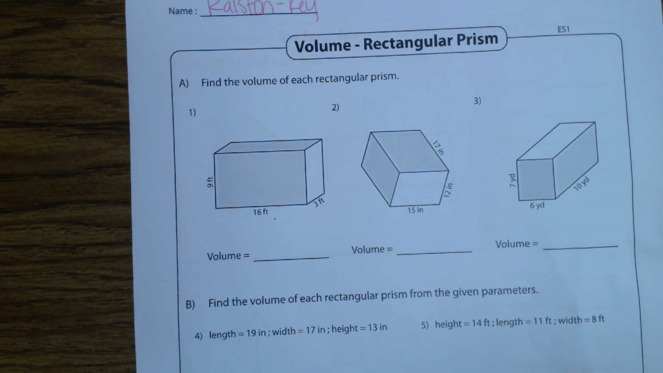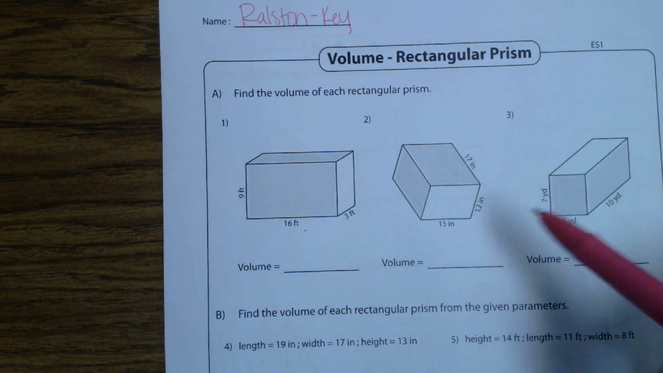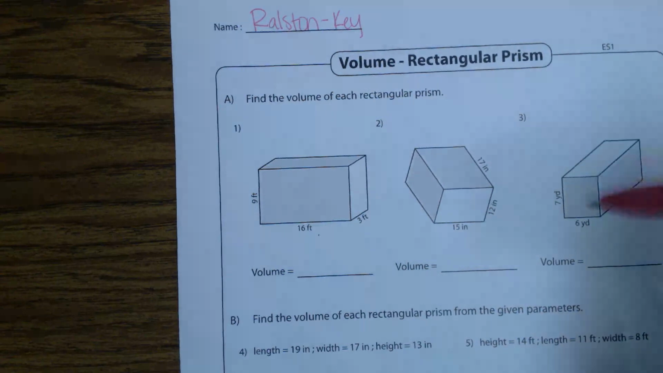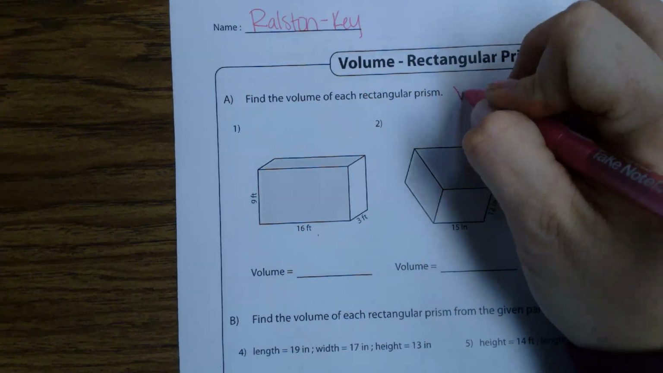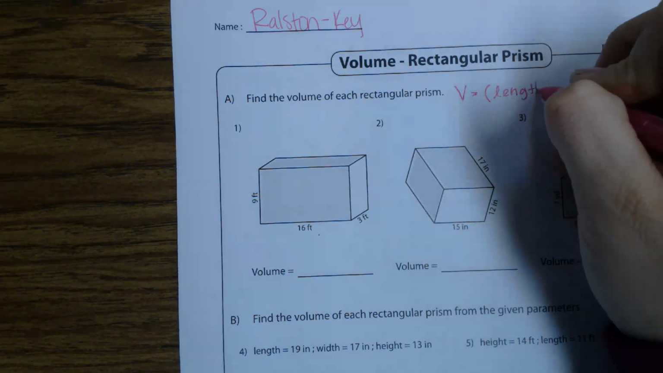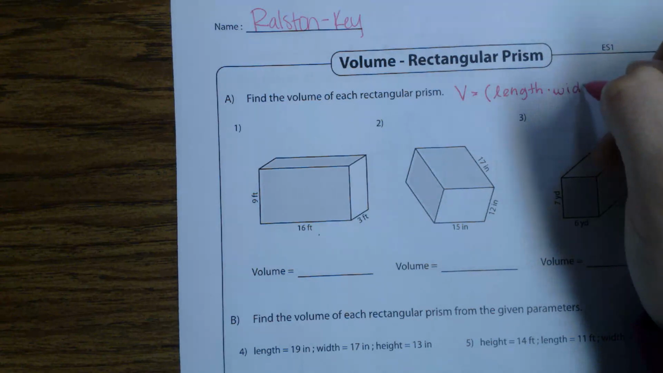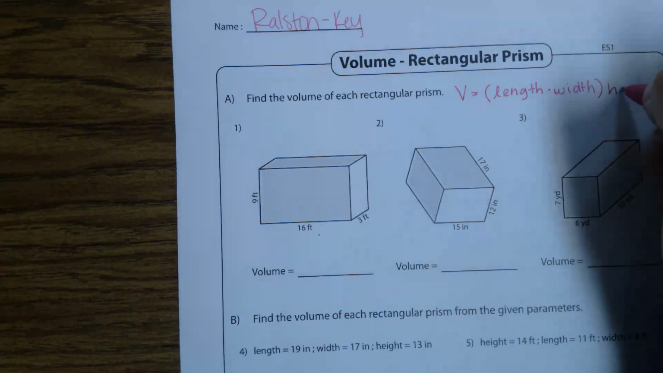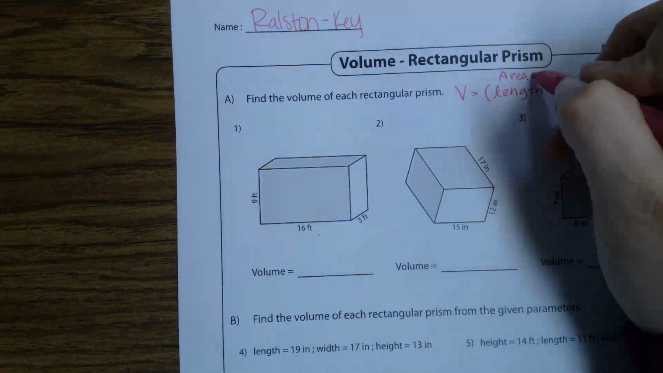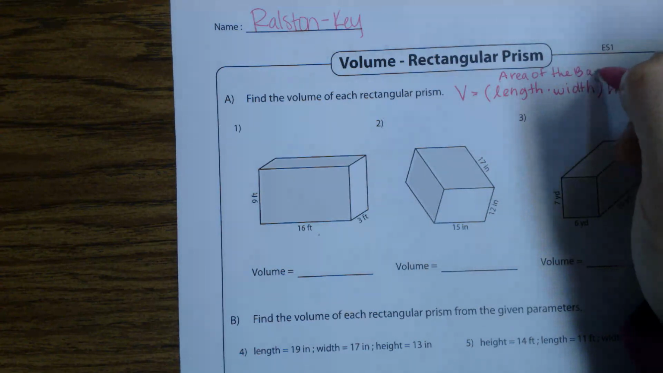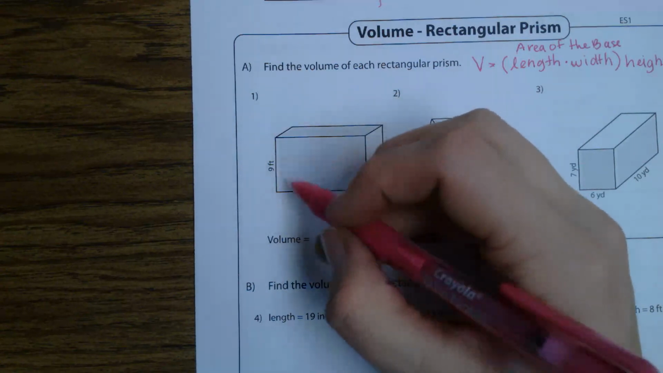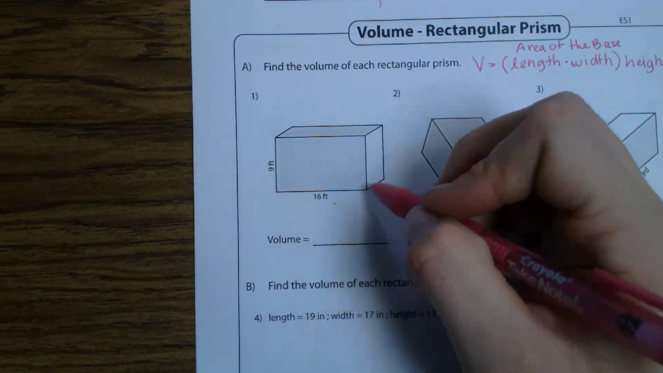Okay, today we're going over our volume and surface area homework. So part A, find the volume of each rectangular prism. Remember, we are calculating volume as the area of the base, so length times width times the height. Okay, so my area of the base is in parentheses times the height.